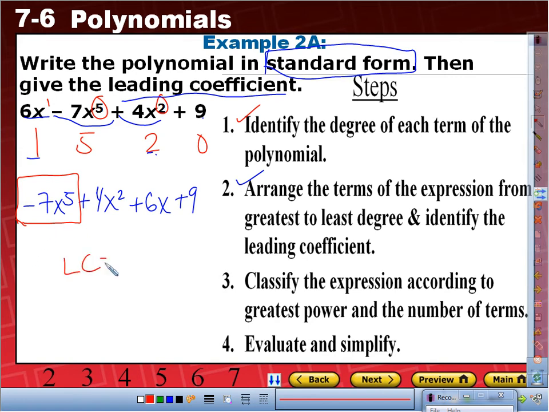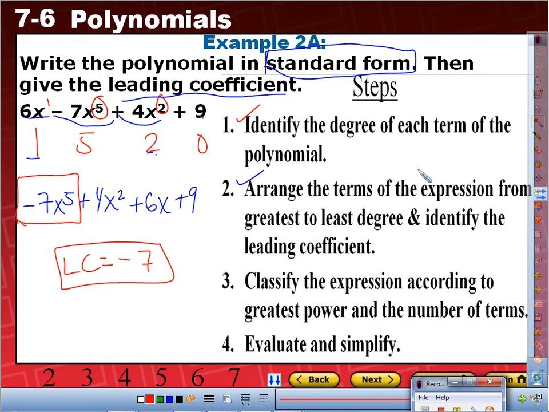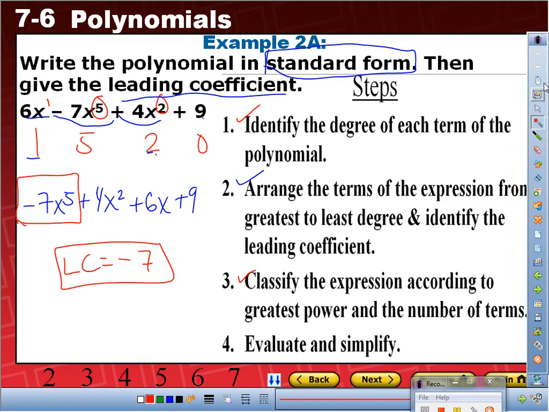Leading coefficient is negative 7. We're done with that. Today, we're going to finish the last two steps, classifying polynomials, which means naming them. Okay? So here we go.